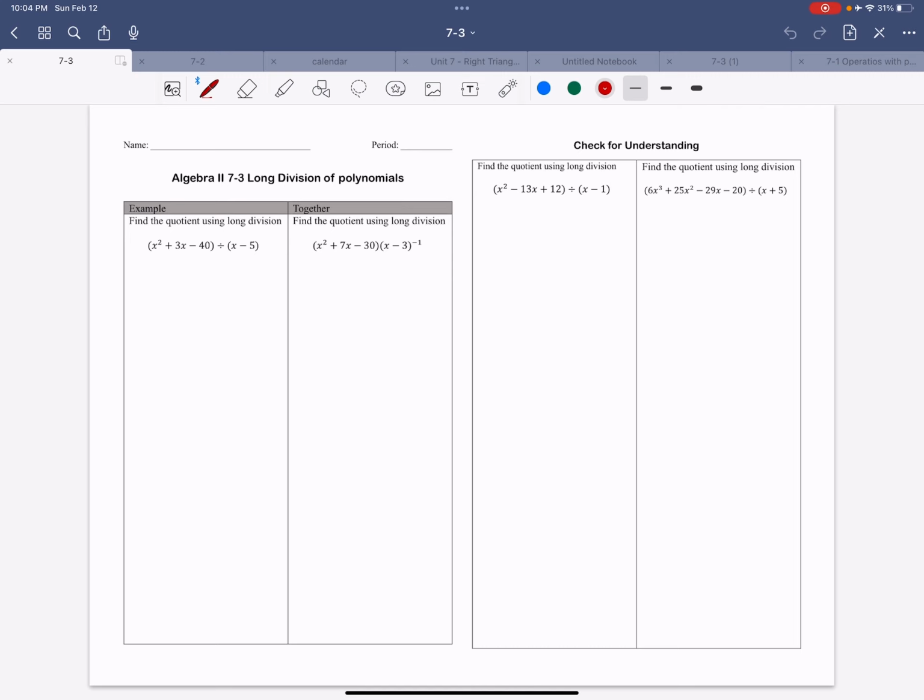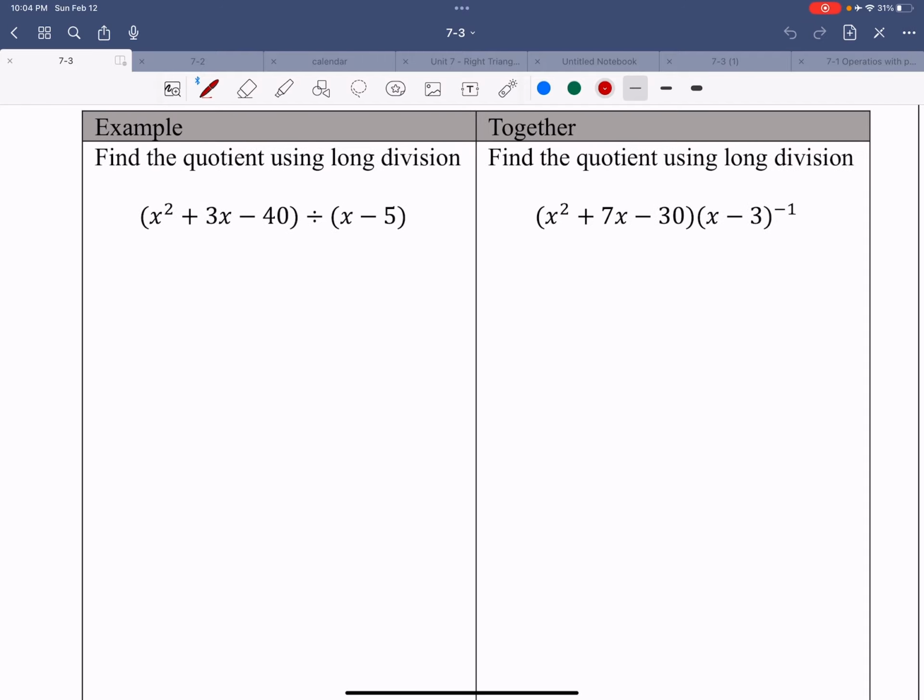And this time I will go over long division of polynomials. This one is going to be very simple. It's about just long division with algebraic expressions, okay?